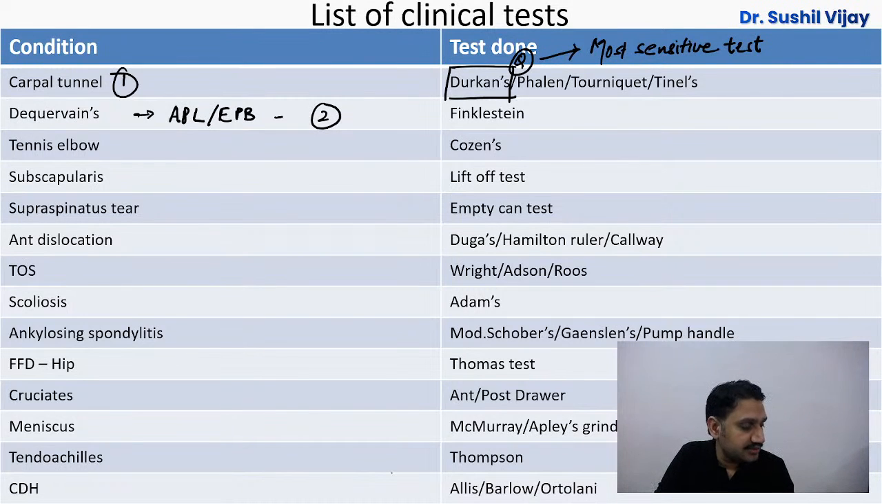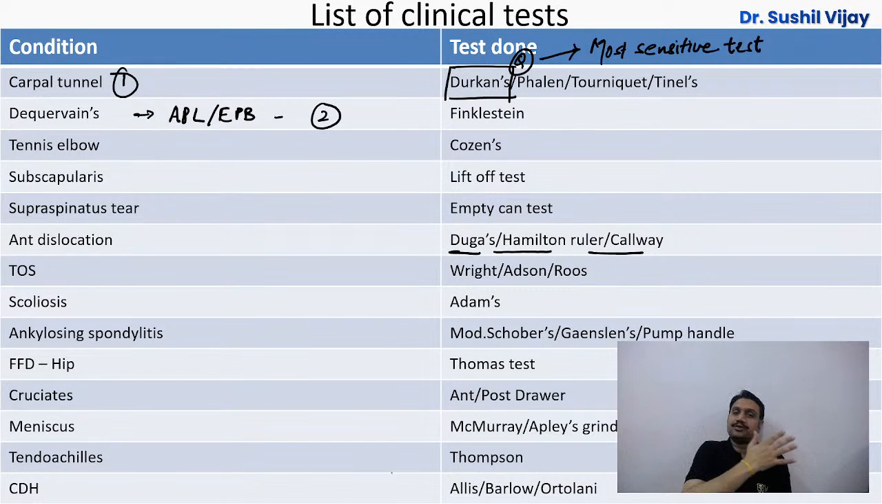Anterior dislocation tests would be Dugas, Hamilton ruler test, and Callaway's. These are classical things. Dugas: ask the patient to touch the opposite shoulder. That is a Dugas test. Hamilton ruler test is putting a scale here, and that would be touching the acromion and the lateral condyle at the same time. Then thoracic outlet, I told you, this is having one potential question for the exam.